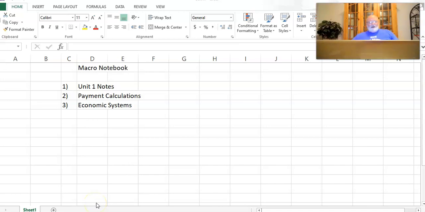All right, students, we're getting started with Monday's lecture. It's probably going to be a two-parter. This is what should be in your notebook so far. We've got a long set of notes called Unit 1 notes, and we're not done with them. And then Friday we did page 2, which is called Payment Calculations. And now we're going to start a short one called Economic Systems. It's going to be page 3 in your notebook.